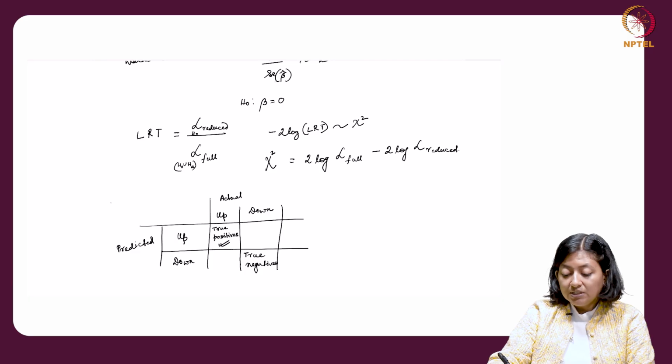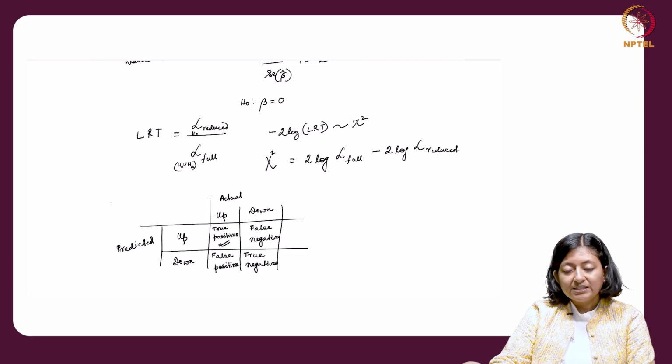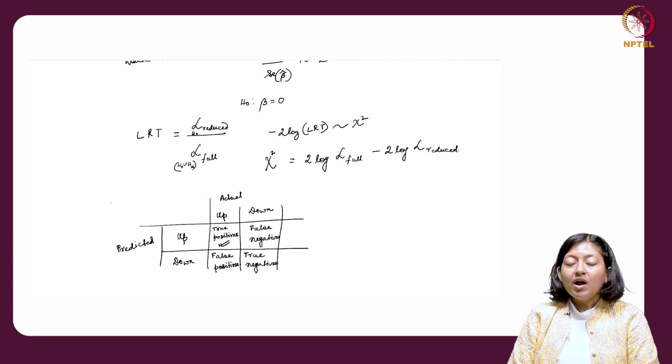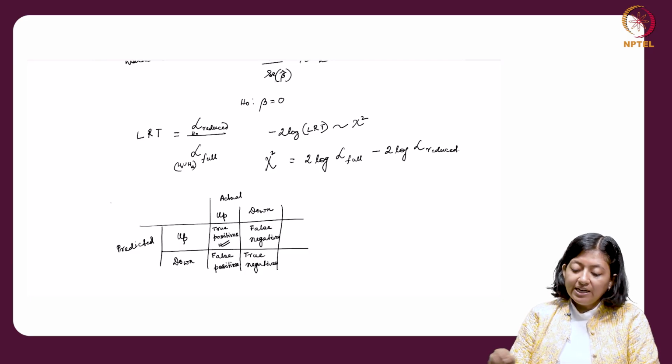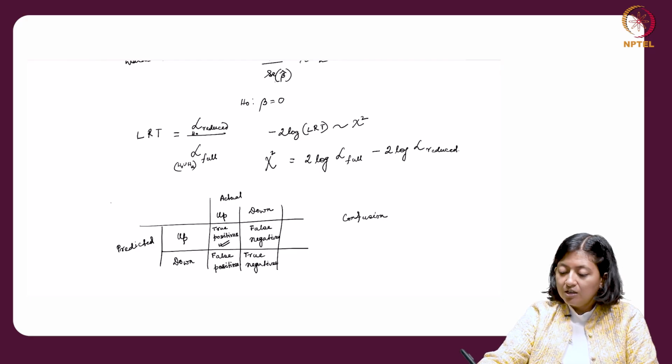But if some of the downs are predicted as ups, then those are false negatives. Similarly, if some of the ups have been misclassified as downs, then those are false positives. Of course, the false negatives and false positives are the ones which we have to be worried about. So after performing logistic regression, we can look at this confusion matrix to understand how good our prediction is.